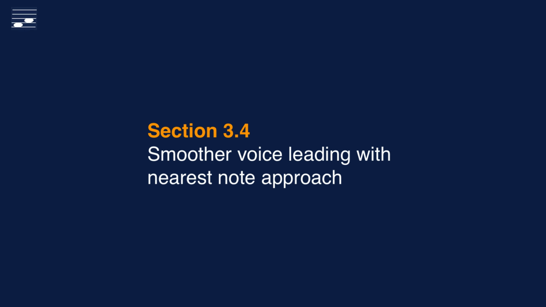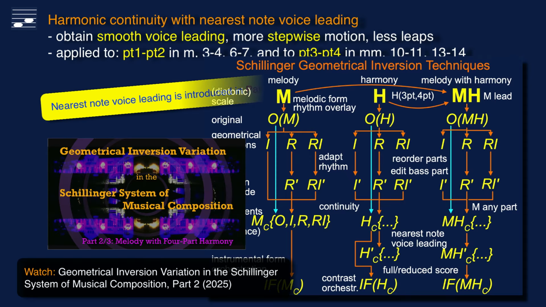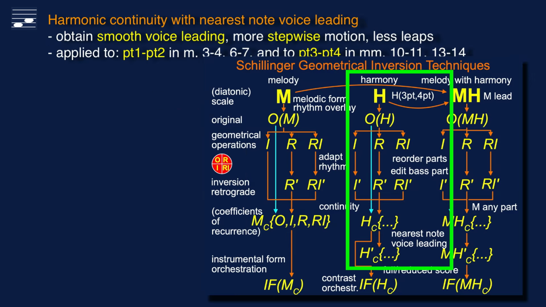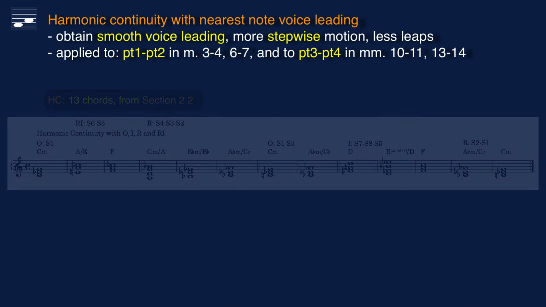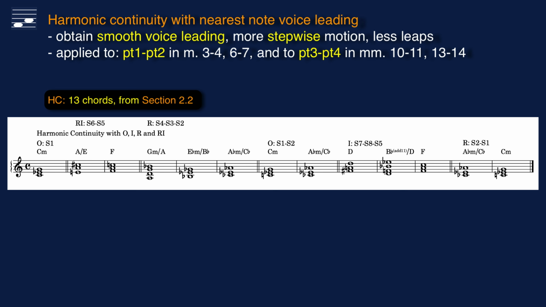Part 2 in this tutorial series presented the nearest note approach for improving voice leading. The modified harmony, shown here as process step in the overview diagram, will generate more stepwise motion in parts, less leaps. Return to the 13-chord structure harmonic continuity from section 2.2, shown at the top.